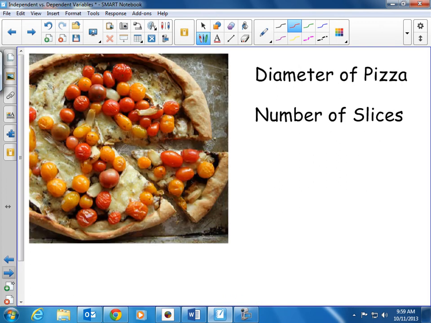Let's look at another picture. Here's another delicious looking pizza. I must have been hungry when I made this. So I have this pizza, and I have two things, the diameter of the pizza and the number of slices. Okay, so which one depends on the other? Let's say it both ways and decide which ones make sense. Does the diameter of the pizza depend on the number of slices, or does the number of slices change based on the diameter of the pizza? Yeah, that's the correct way to say it.